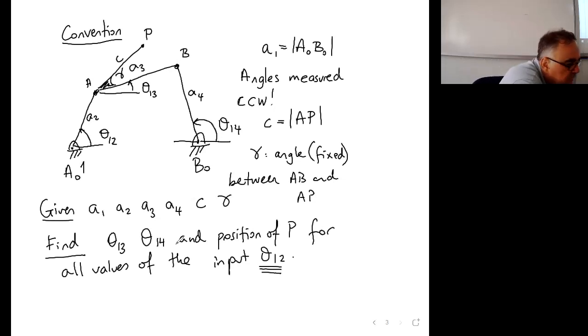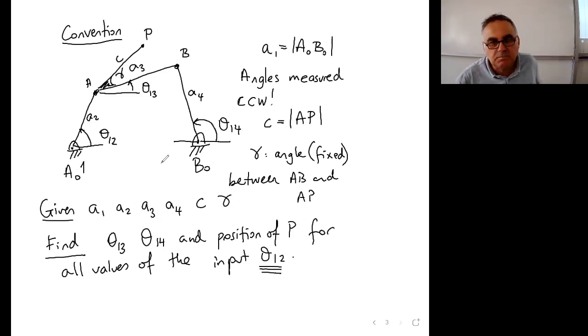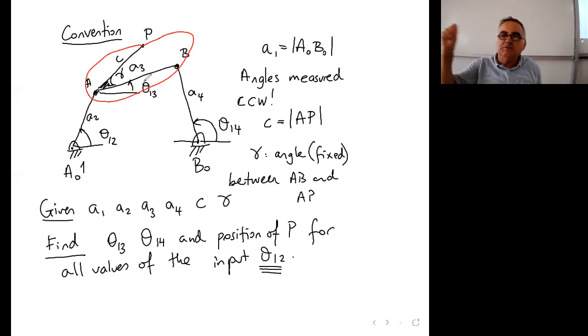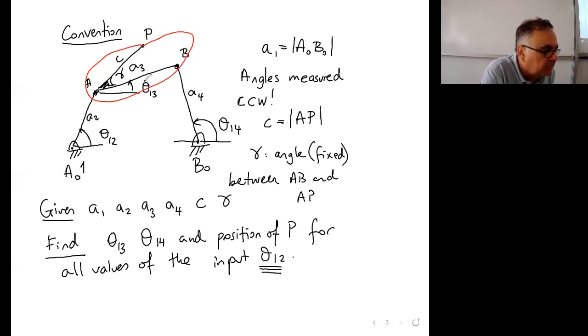What kind of position does this link trace? For example, it might be making a rotation like this for 360 degrees of rotation of theta 1, 2. You remember from the first class that certain positions of mechanisms could go on straight lines and so on. So we want to find out what kind of positions are possible for a specific point P. That's what we want to do. So how do we do it? That is our problem.